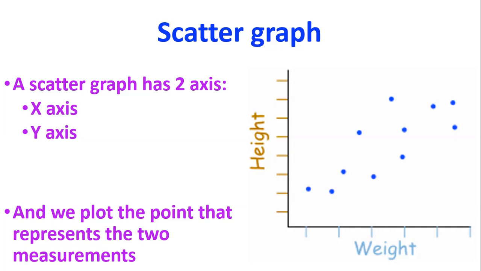So we represent bivariate data on a scatter graph, and as you can see there, we've got height versus weight on that scatter graph on the right hand side. So there's our two variables. We've got an x-axis and a y-axis, and we put our two measurements there. And each of those points on the graph represents a person with these two measurements.